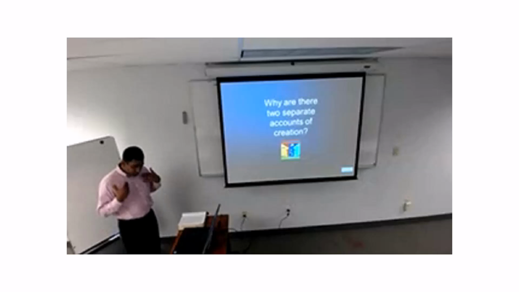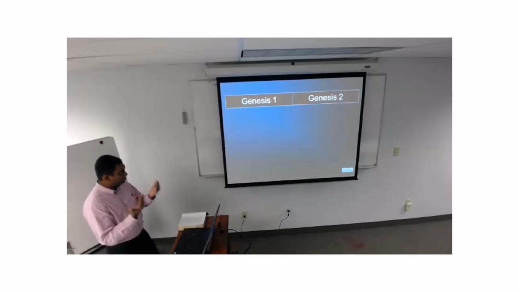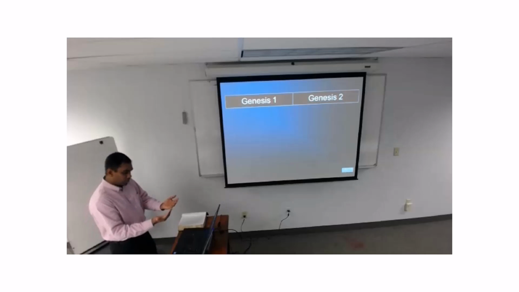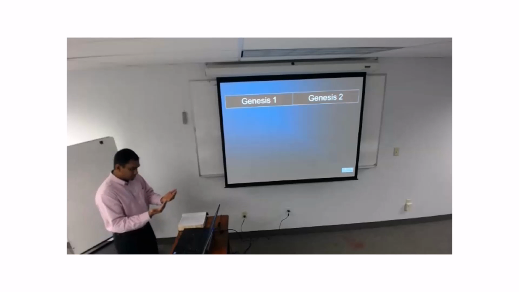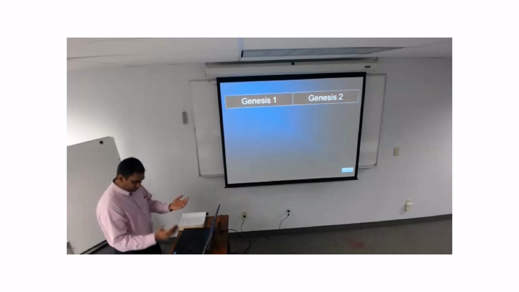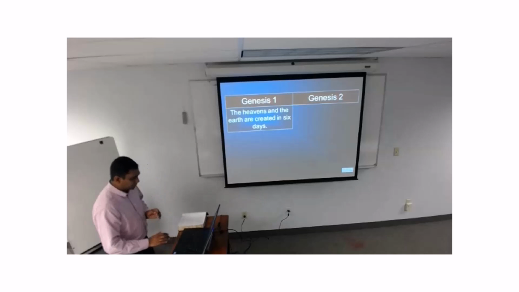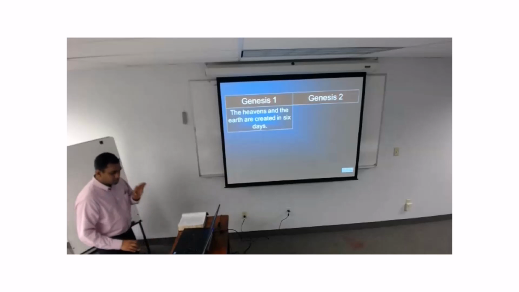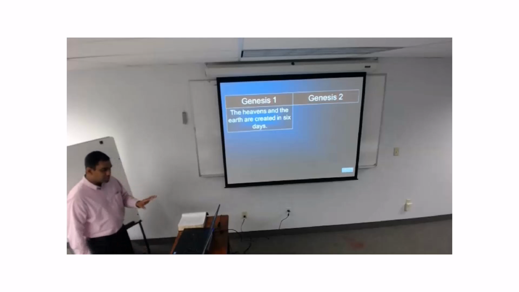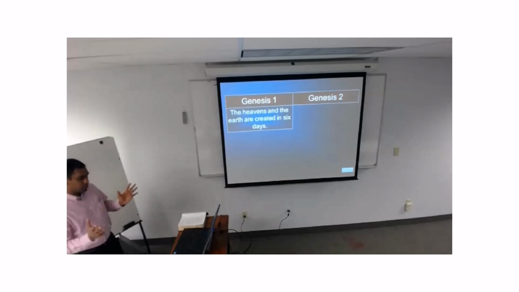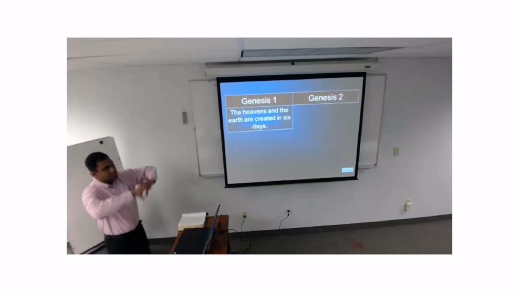But here we're going to take a few minutes to look at why God intended for us to have these accounts, which are similar in some ways. So what was God's intent over here? So if you look at Genesis 1 overall, what you see here is heavens and earth created in 6 days. This is like the big picture that you see of all creation.